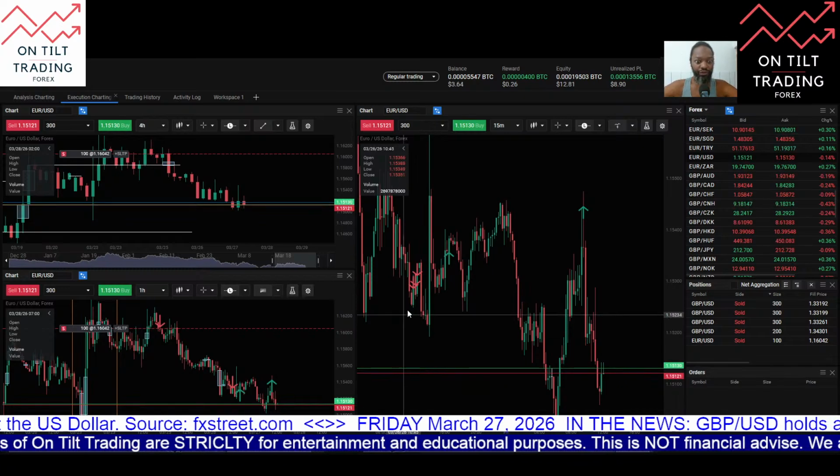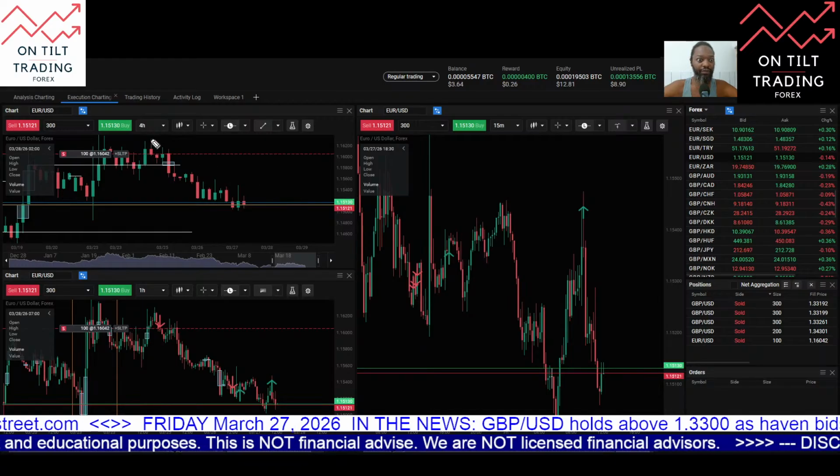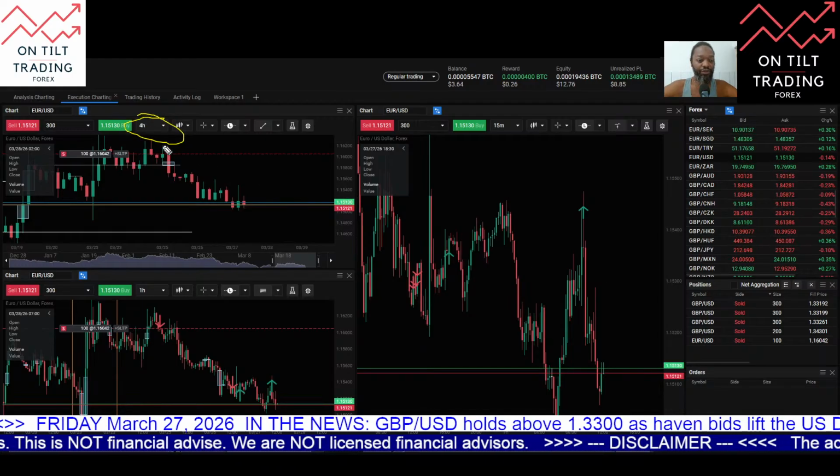Currently short in euro dollar and in pound dollar. I'll walk you through what I have trading, starting top down. Starting here on the 4-hour chart.